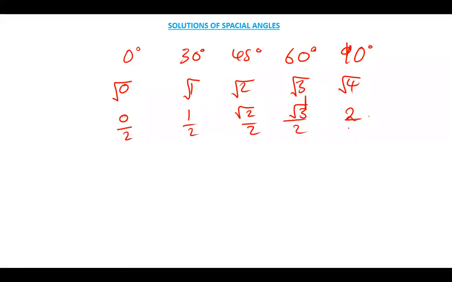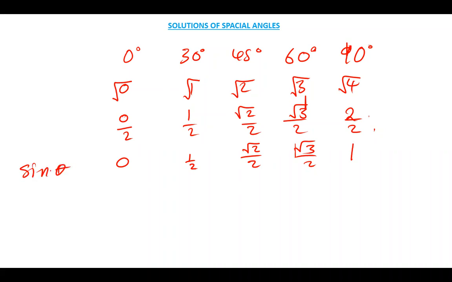After dividing everything by 2, the solutions I'm going to get are 0. Then I have a half there. Then I have root 2 over 2. Then I have root 3 over 2. Then I have 1 there. So the solutions that I've gotten here are solutions for sine theta.